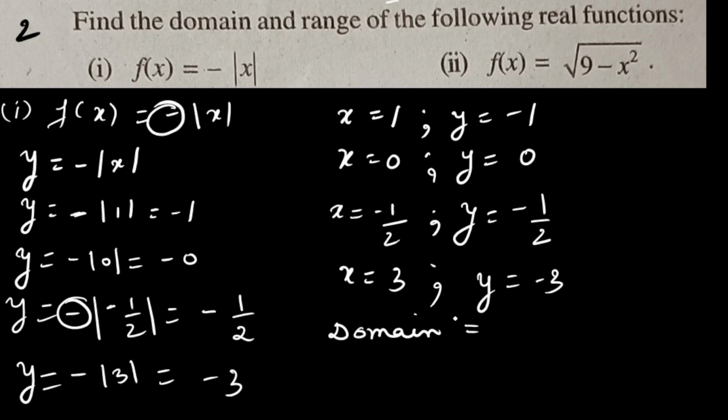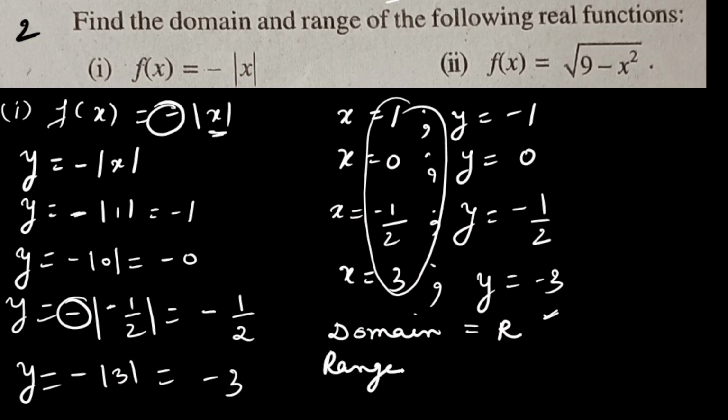See, for the domain, you can see any real value I can take. It can be positive as well as negative. It can be fractional also. So that means for the domain, whatever values are possible to substitute as x, here any real number I can substitute. So the domain of this function is equal to R. R means the set of real numbers.